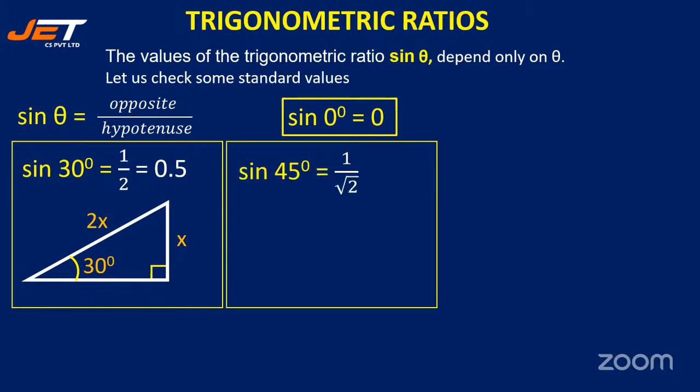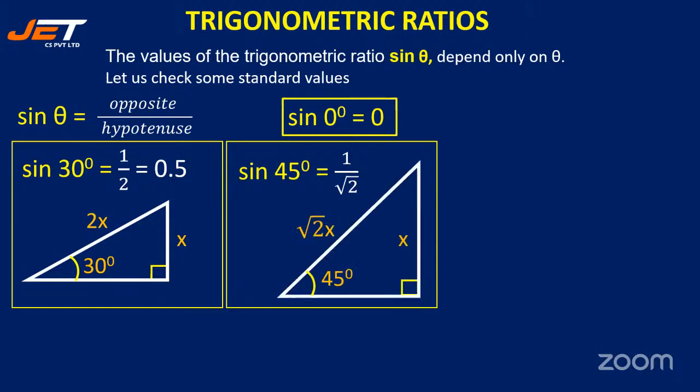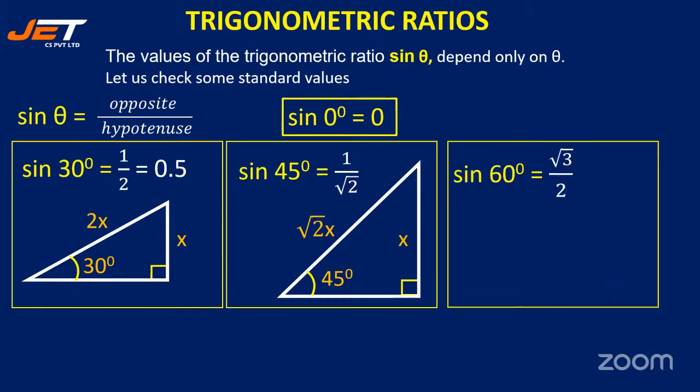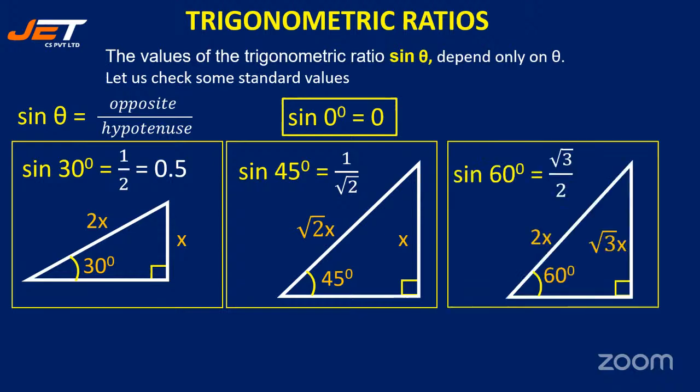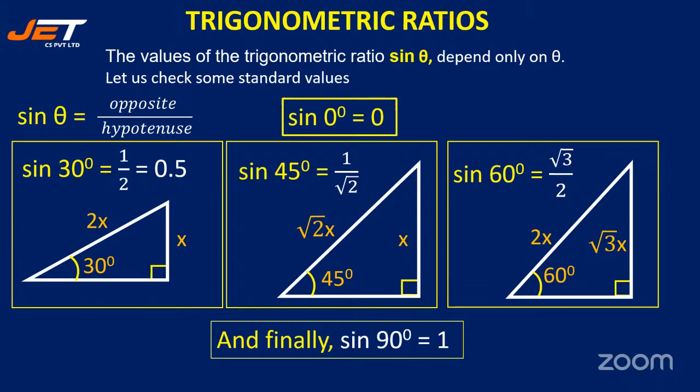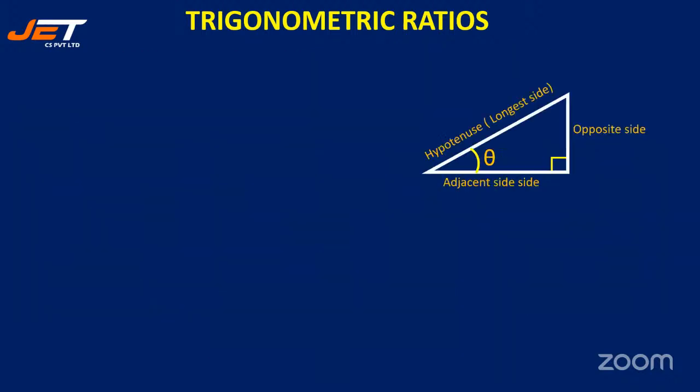Next, what is sine 45? It is 1 by root 2. Again, opposite side by hypotenuse. So x gets cancelled, you'll have 1 by root 2. Sine 60 is root 3 by 2. Clear? So again, 2x is the hypotenuse, opposite side by hypotenuse, so root 3x by 2x, x gets cancelled. So you will have root 3 by 2. Sine 90 is 1. Clear?